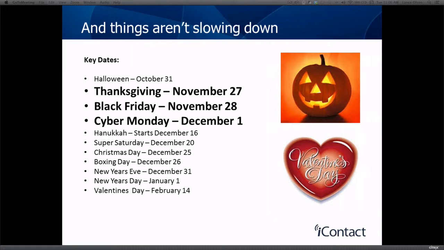I personally don't believe the holiday season finishes until Valentine's Day, and we'll get to that at the end of the session today. You're going to be very, very busy over the next coming weeks and coming months, and hopefully you're going to see some fantastic returns from that as well.